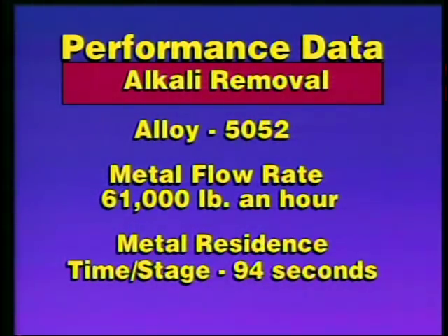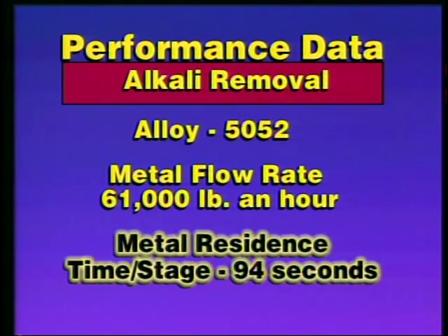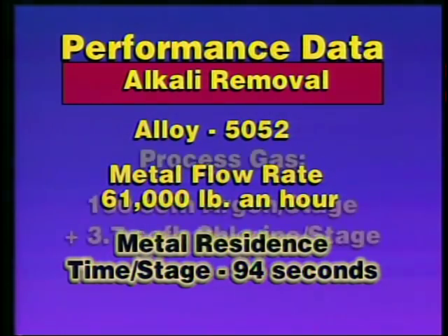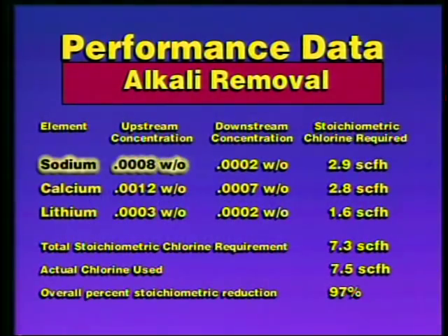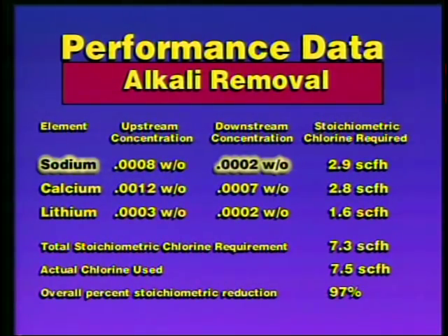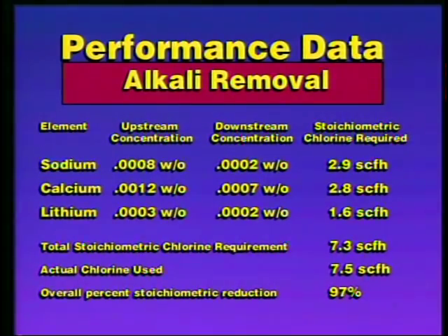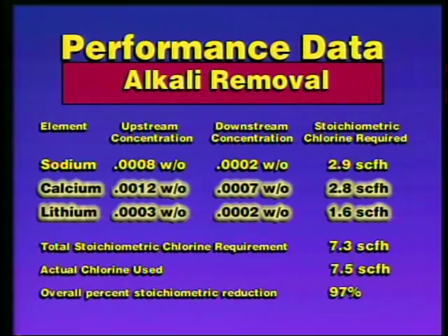In the next situation, we will evaluate REVROT performance in trace element reduction. We were using 5052 alloy at a metal flow rate of 61,000 pounds an hour. That results in a per-stage residence time of only 94 seconds. I need to note that this is significantly lower than a metal residence time requirements of competitive processes. The process gas used was 150 SCFH argon per stage at 3.7 standard cubic feet per hour chlorine per stage. Sodium concentration was 8 parts per million at the inlet and reduced to 2 parts per million at the outlet of the 2-stage unit. Similarly, calcium and lithium reductions are illustrated.